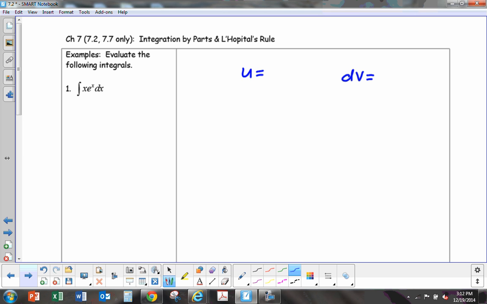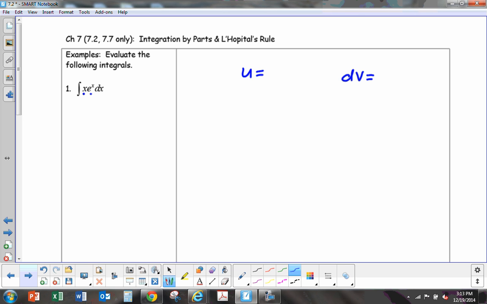So I'm going to differentiate u. I want to pick it as something that's going to get simpler as I go. My choices are between this x that I see and between this e to the x that I see. If I pick x, the derivative of x is 1. That definitely got simpler. If I pick e to the x, derivative of e to the x stays e to the x. Similarly, if I pick e to the x and I want to integrate it, that's going to stay e to the x as well. So it doesn't really matter where I put that part.